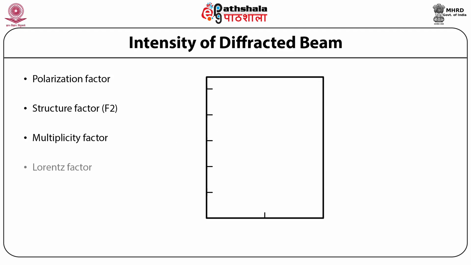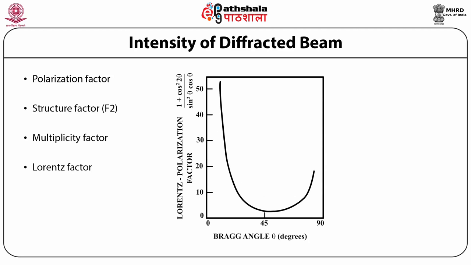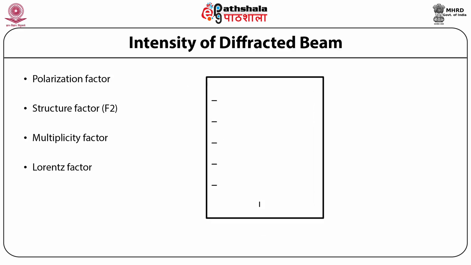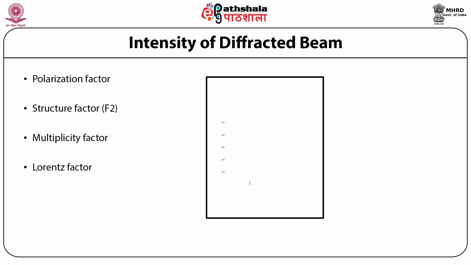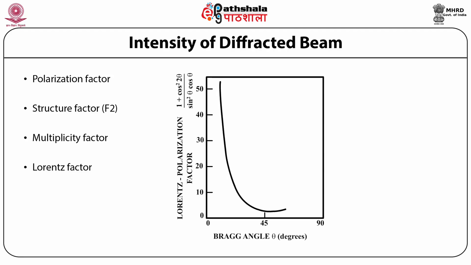The fourth is the Lorentz factor. The Lorentz factor is a trigonometric factor that relates to the distribution of planes as a function of 2 theta. For a powder sample with randomly oriented particles, the integrated intensity, that is the area under the curve, of a reflection at a given Bragg angle depends on the number of particles with that orientation. Even though the particles are oriented at random, this number is not a constant but depends on the value of the Bragg angle.